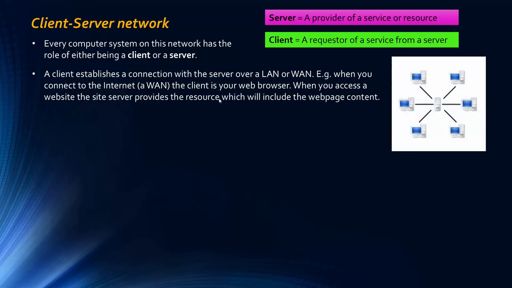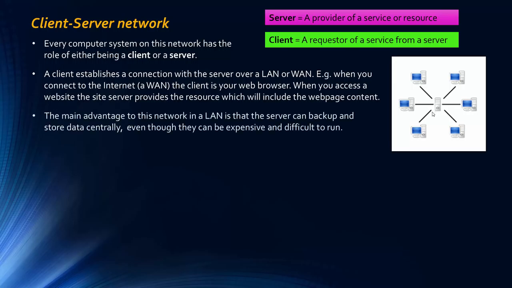And so this is a diagram we give it. These are the computer systems connected to this central server, and they all establish a connection with this server. The main advantage to this, in a LAN at least, is that the server can back up and store data centrally, although they can be expensive and difficult to run.